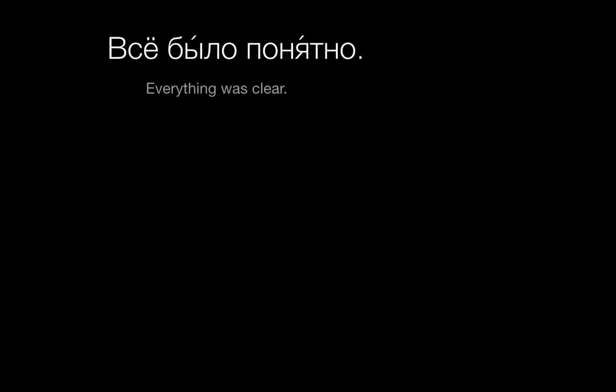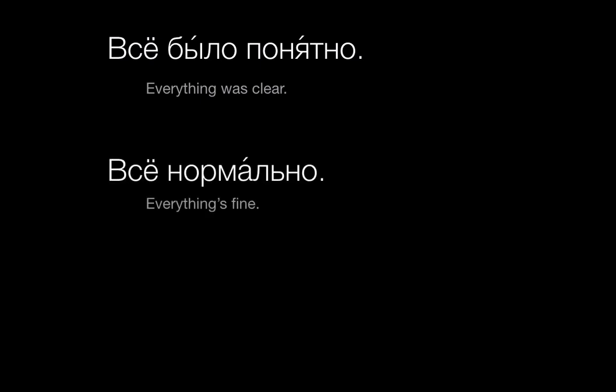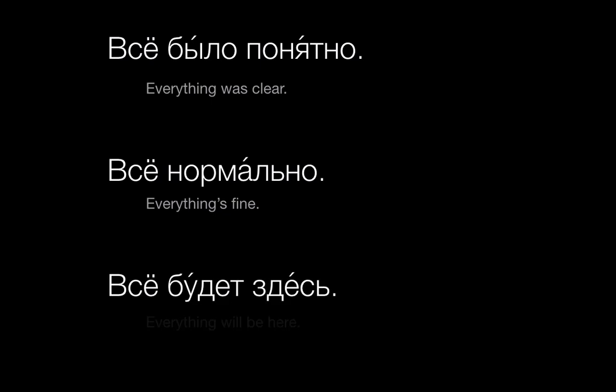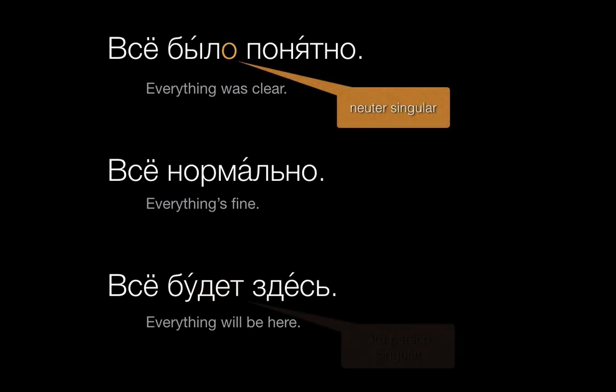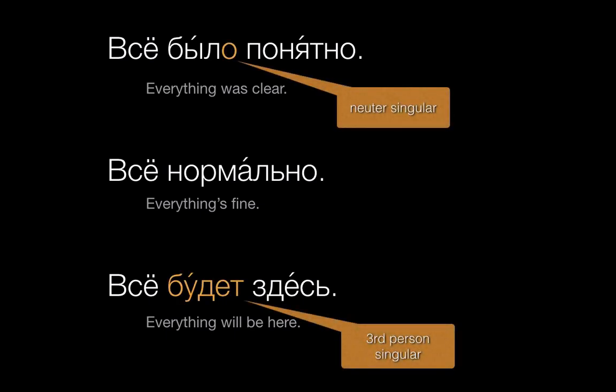Some examples. Всё было понятно. Всё нормально. Всё будет здесь. Notice how we have было in the past tense and будет in the future. So всё kind of behaves like a neuter singular noun.